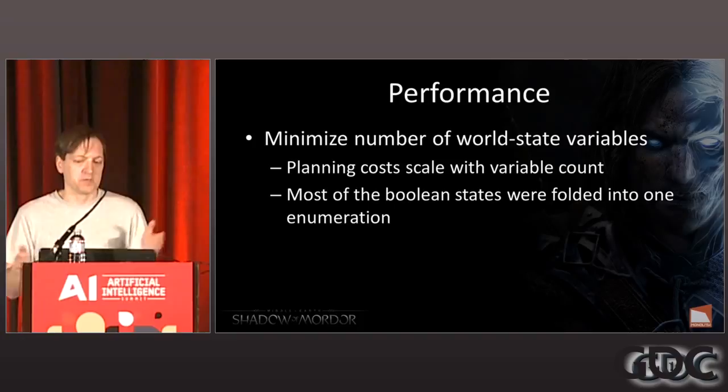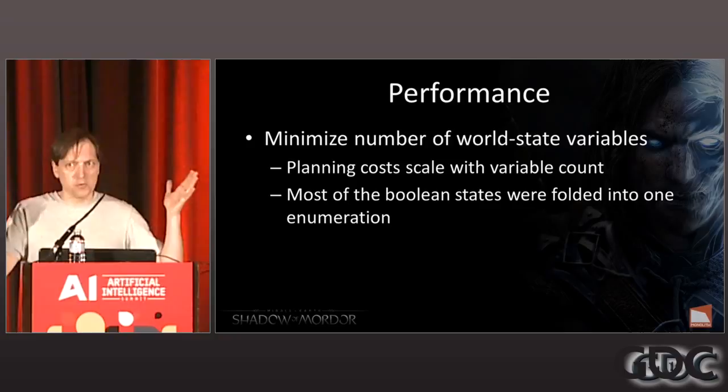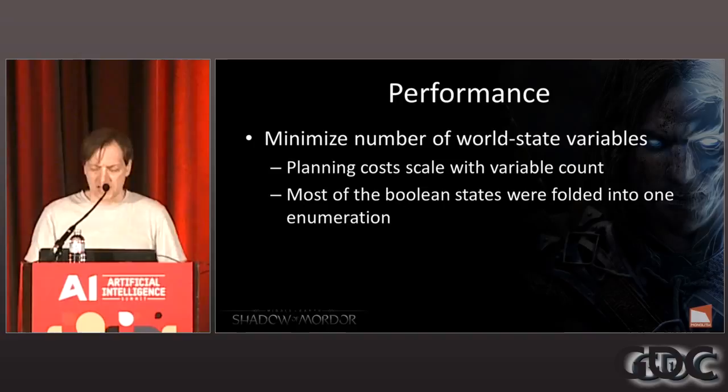We ended up with about 40 of them. They were never true at the same time, so naturally, that's an enumeration. So we'd fold that variable down. We folded about 40 variables down to one. We ended up having about 10 world state variables we'd build our plans on. And that kept our performance good.